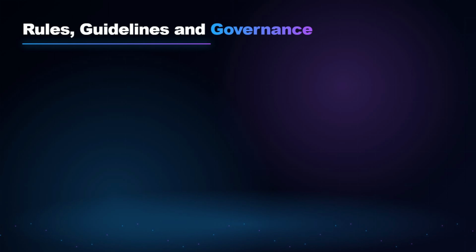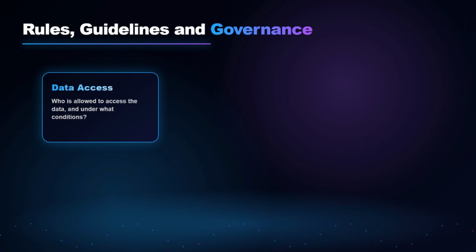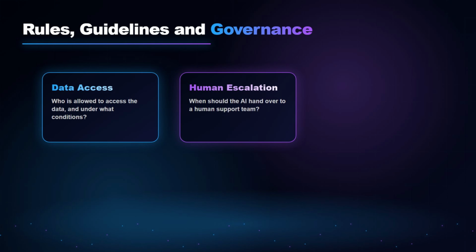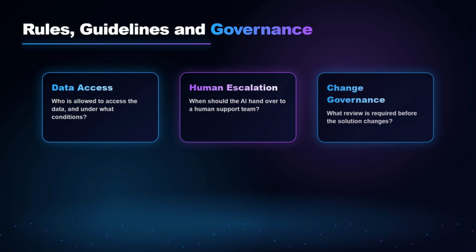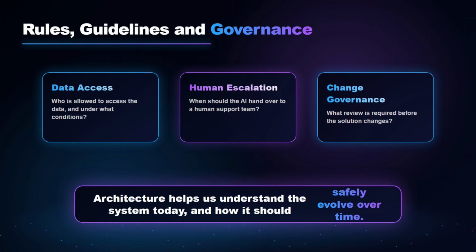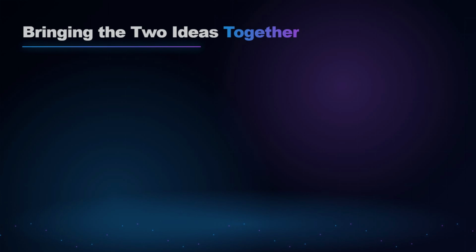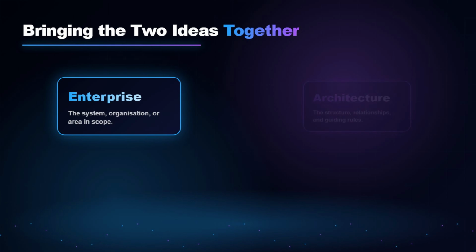Architecture also includes rules and guidelines, such as who can access the data, when the AI should escalate to a human, and what governance is required before the solution changes. So architecture gives us a structured way to understand the system, not just as it exists today, but how it should safely evolve over time. Now we can bring those two ideas together.